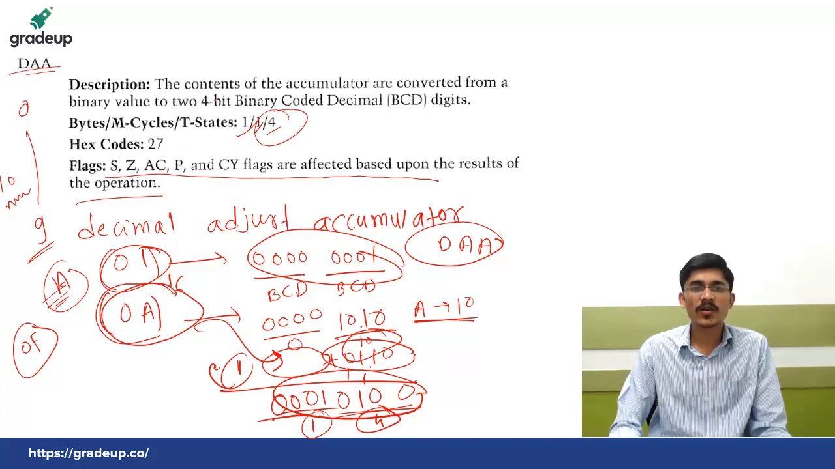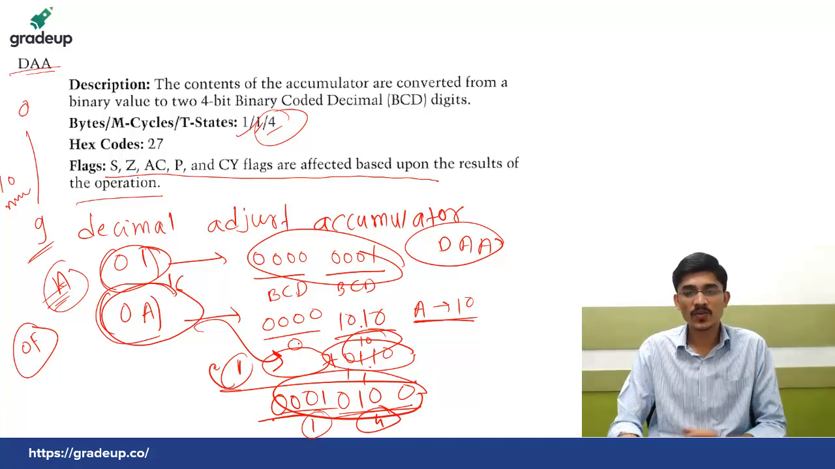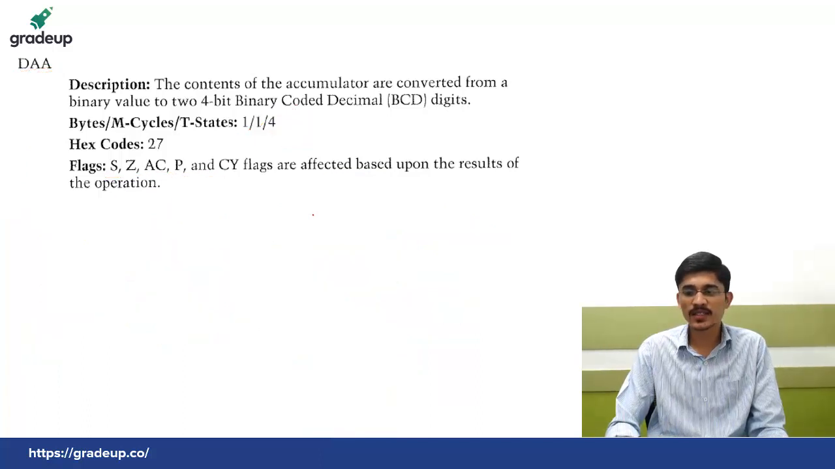The contents of the accumulator are converted from a binary value to 4-bit binary coded decimal digits. So what has happened is it has converted the binary number to a valid BCD number. So this is how this works. So this is all about the DA instruction.